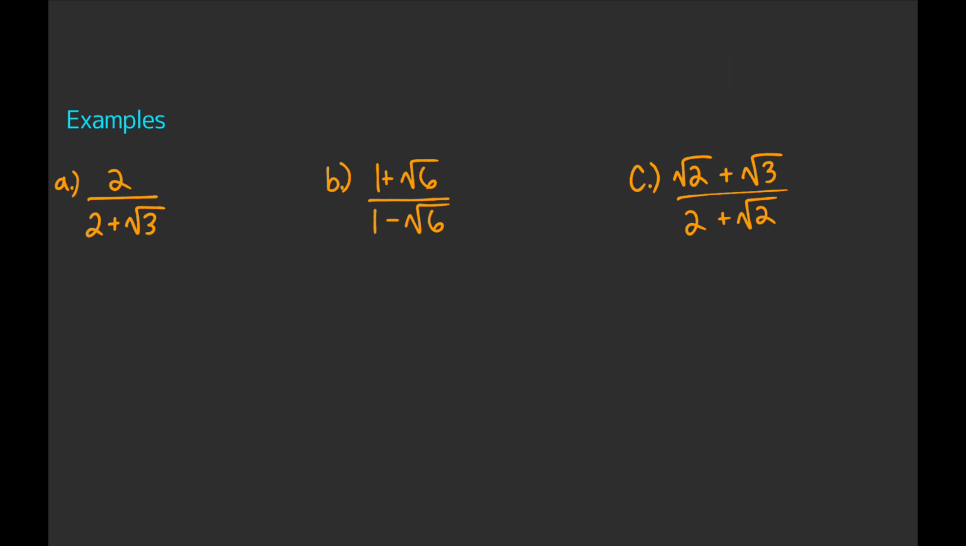Alright, so let's go over some examples, and hopefully this concept will be very clear to you after we go over these. So let's start with example A, 2 over 2 plus the square root of 3. So we want to rationalize, and we see that the sign in front of our radical is a positive. So since that is positive, we're going to multiply by the conjugate, and the conjugate will be negative. So we'll do 2 minus square root of 3, top and bottom.